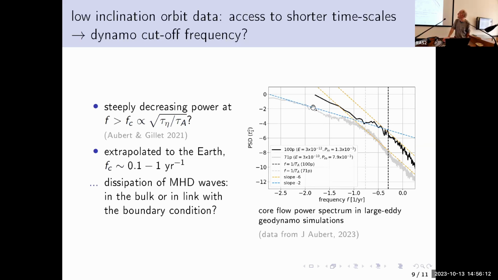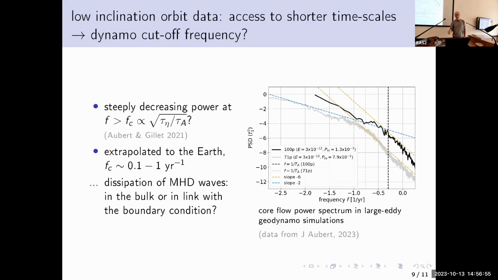What I show here is the power spectrum of some flow coefficient from a dynamo simulation by Julien Aubert. The gray one is the 71p dynamo. It's at an Ekman number 3 times 10 to the minus 10. It's large in simulation. And the black one is another of his family of dynamos at 3 times 10 to the minus 12 Ekman number. And you can see that as you decrease the Ekman number, you excite shorter and shorter time scales. But what you see also is that there is a cutoff frequency between where the spectrum broadly follows the -2 slope and here -6. It's pushed toward short periods.